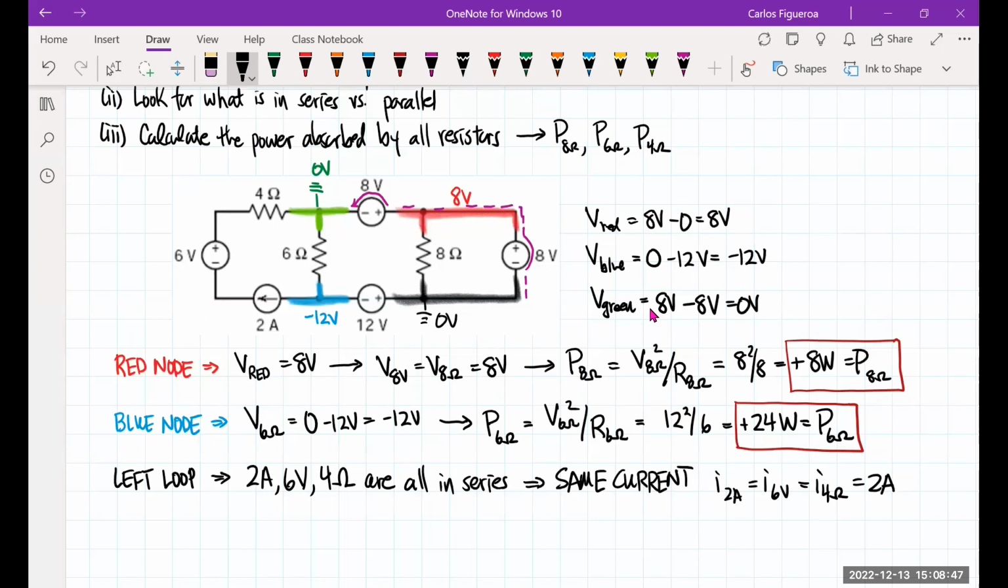So now I can use the power. I now know what the current is. So the power of the 4 ohm has to be the current of the 4 ohm squared times the resistance of the 4 ohm. If I look at that, what is it going to give me? It's going to give me 2 squared times 4, which will give me positive 16 watts for the power of the 4 ohm.